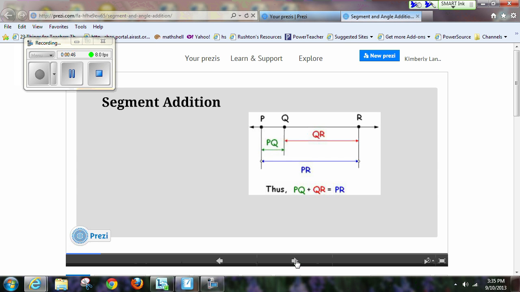Let's just say that you're running and you start at P, you go to Q, you take a rest, and then at Q, you continue on to R for a total distance of PR.